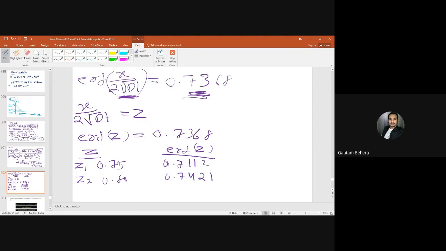Just have a look. Why are we interested in these two? Because this value 0.7368 lies in between them, because this is 0.7112 and this is 0.7421. So obviously in between these two we have this 0.7368 value. So we have z1, z2, and we have the error function values, right?